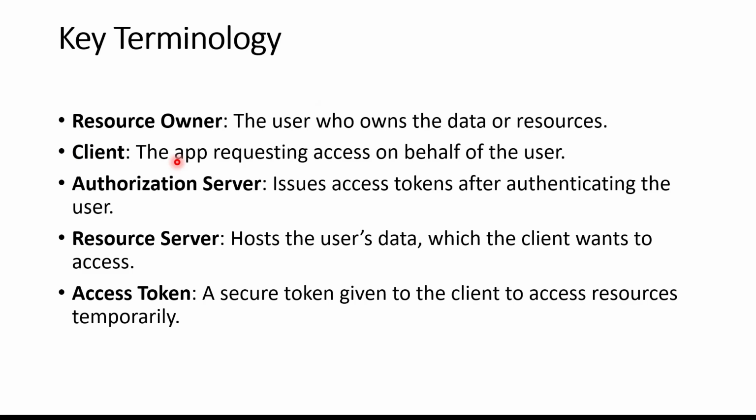Client, of course, is the app that you are building, which is requesting the access. The authorization server will issue the access tokens after authenticating the user. So in this case, Google is issuing the access token after it authenticates the user. Now, these two things are important, authorization server and resource server. The authorization server's work is just to grant the token to you. But the resource server is useful when, for example, in the calendar example which I gave, Google Calendar is the resource server, which has the actual data that you are requesting. And access token, like I said, is the secure token which is given to you.